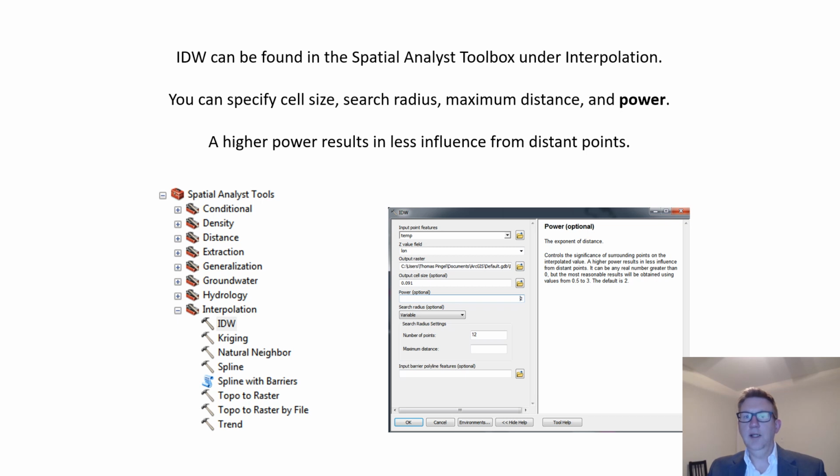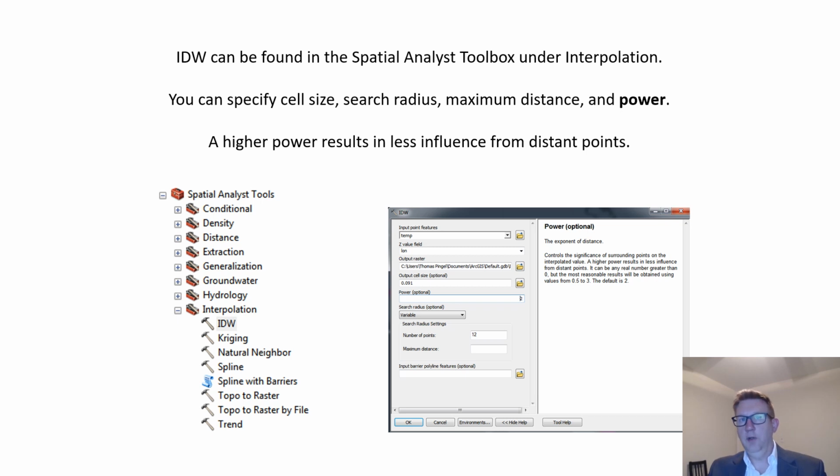So take that example of I've got a point and it's 10 units away. With an exponent of 1, the weight of that observation is 1 over 10. But with an exponent of 2, the weight of that observation is 1 over 10 to the power of 2, or 1 over 100. So you can see that the weight of the observation starts to drop off pretty quickly as you start to apply exponents greater than 1.